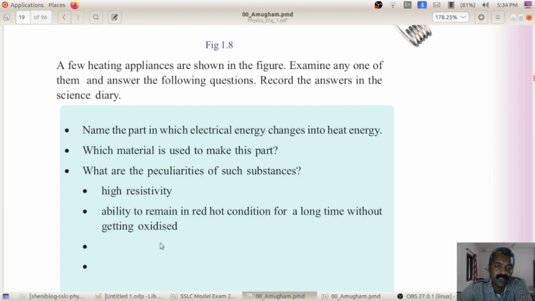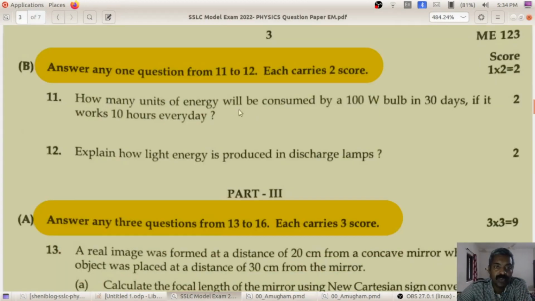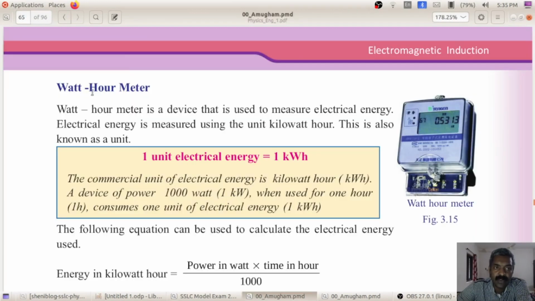How many units of energy will be consumed by a 100 watt bulb in 30 days if it works 10 hours daily? Here we have given a watt hour meter. This device is used to measure the electrical energy. The unit of electrical energy is 1 unit, which is equal to 1 kilowatt hour.